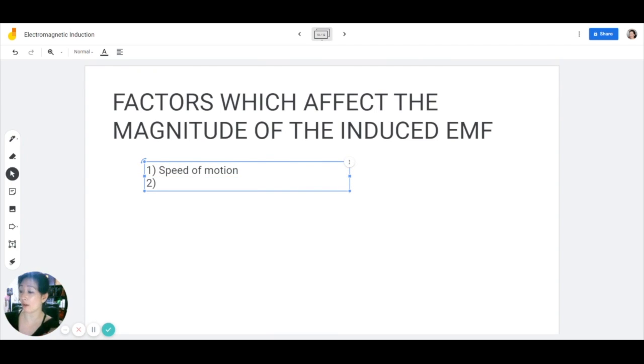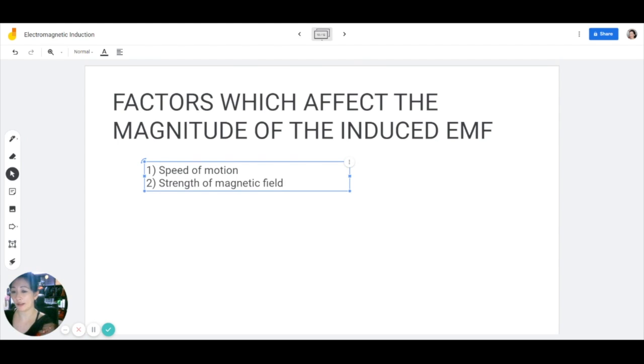Also, the strength of the magnetic field. So if you use a stronger bar magnet, obviously there would be more magnetic field lines. When there are more field lines, the wire cuts across more field lines, so obviously there is more induced EMF and more induced current.